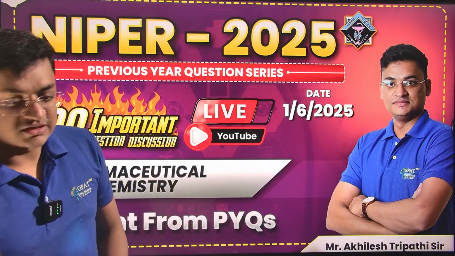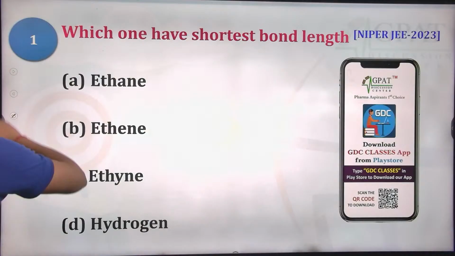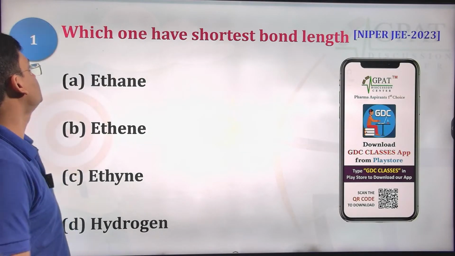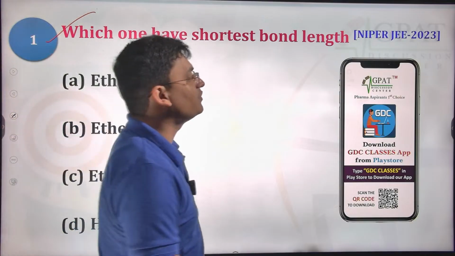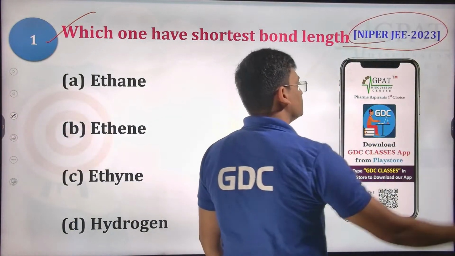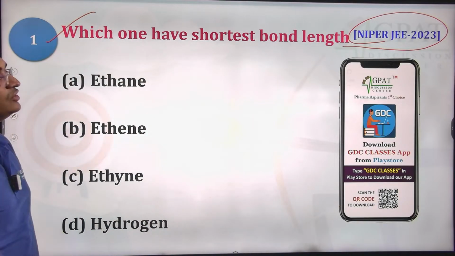Let's start today's session. Let's have our first question: which one has the shortest bond length? This was a question from the NIPER-Z 2023 examinations. Which of the following will have the shortest bond length?